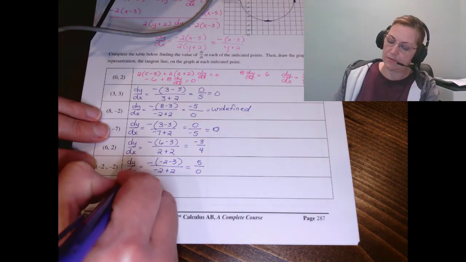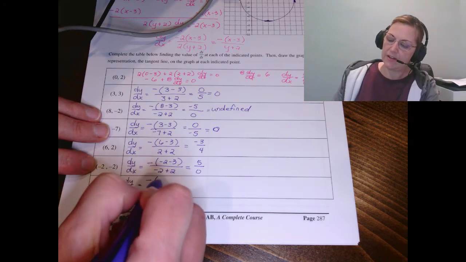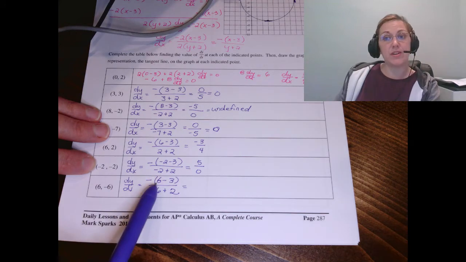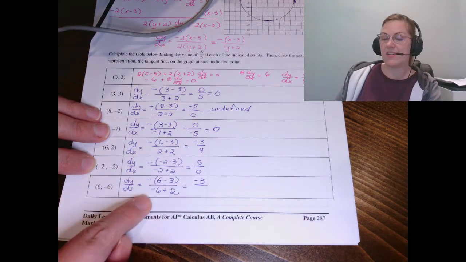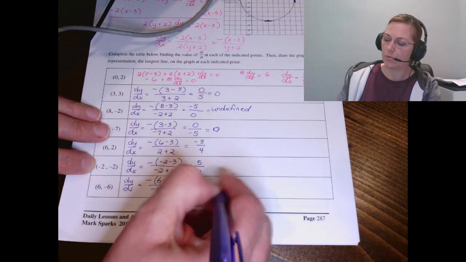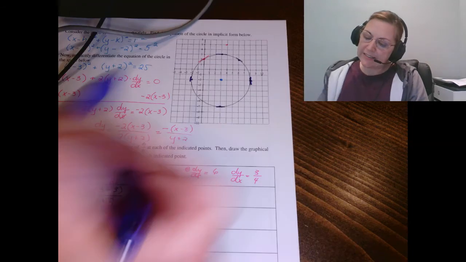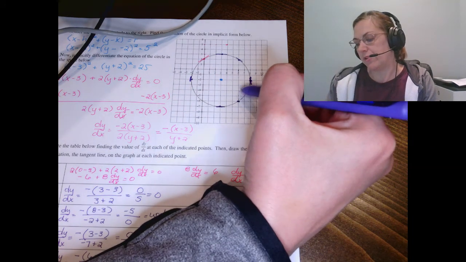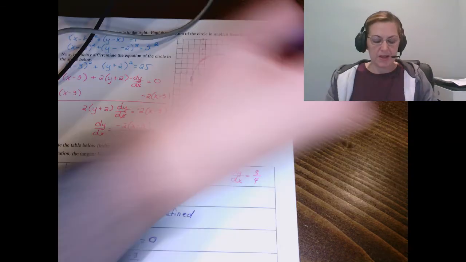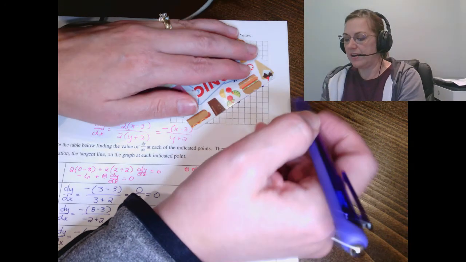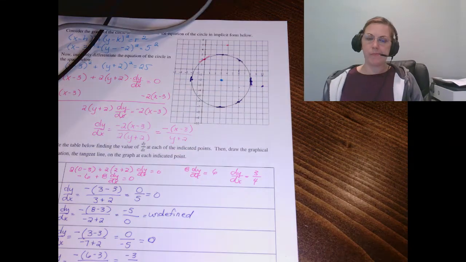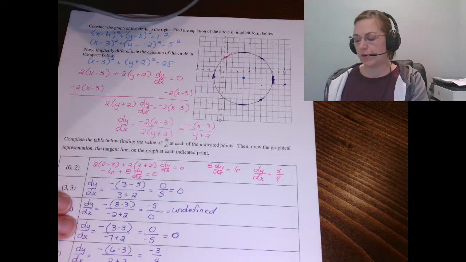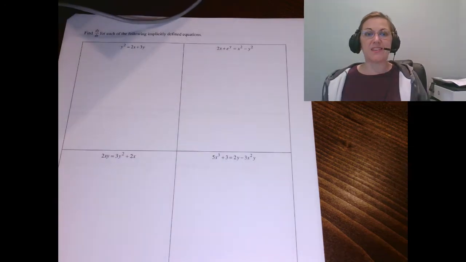6, negative 6. So dy/dx equals negative 6 minus 3, and then negative 6 plus 2. So I've got 6 minus 3 is 3. Put a negative on that. Then I've got negative 6 plus 2 is negative 4. So we get 3/4. Okay, let's draw that one. 6, negative 6 is here. And we're doing a slope of 3/4. So that's 1, 2, 3 up, 1, 2, 3, 4. And then we use our straight edge to draw that tangent line. Okay, I think the visual really helps us to confirm exactly why we're getting these different derivatives and slopes when we move around something that's not a function.